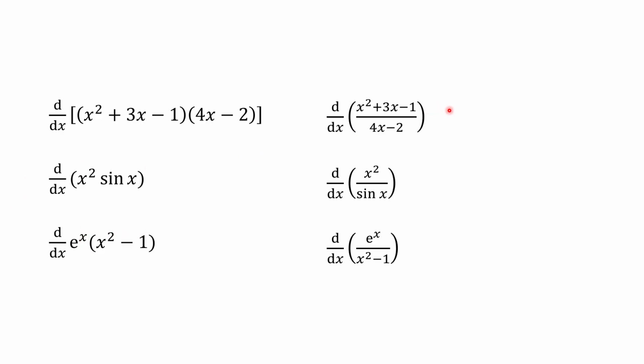And in some cases, we have some division. Polynomial divided by a different polynomial, or polynomial divided by a trigonometric function, an exponential divided by a polynomial, and we can't really simplify these. We're going to use the product and quotient rules in this case.